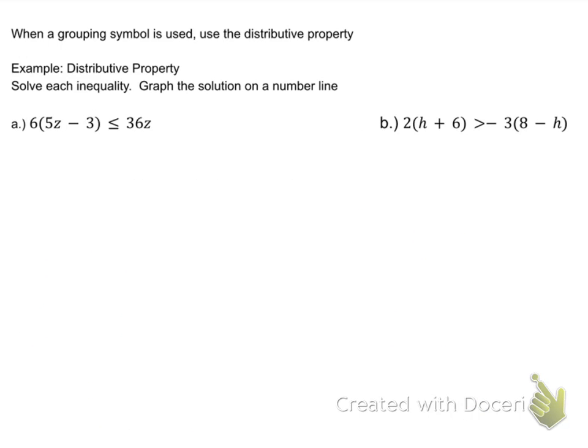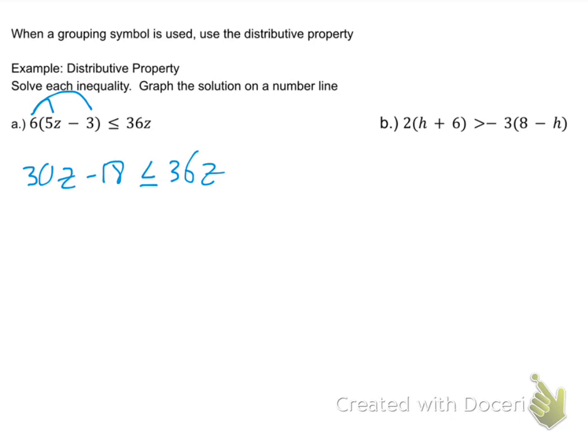Now we start getting into problems where there's a grouping symbol. So now we have to do something. Now you have options. Now I personally like to get rid of those parentheses first. It can be a little bit more work. I'll explain both processes here. So 6 is outside of parentheses. My first inclination would be to distribute. So therefore I get 30z minus 18 is less than or equal to 36z.